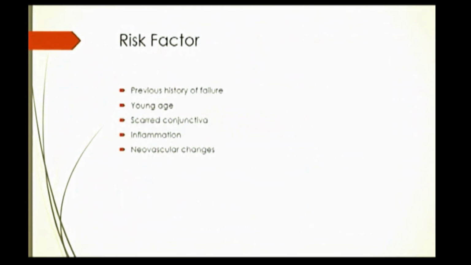There are some risk factors for this, especially for a failing bleb. The most important is a previous history of failure. For example, the patient had a trab in the other eye or in the same eye. Usually this trab is doomed to fail. Young age is also one of them, scarred conjunctiva, intraocular inflammation, and also neovascular changes and neovascular diseases.